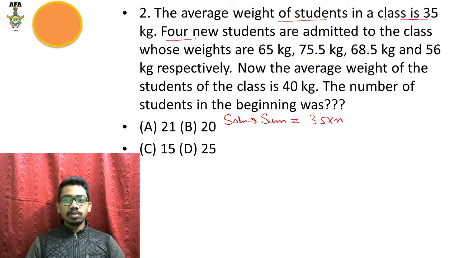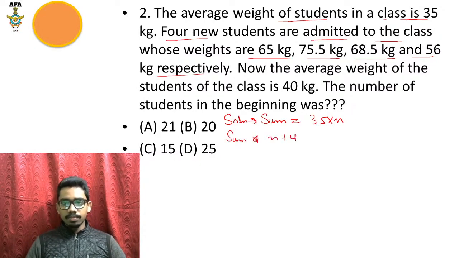Now four new students are admitted to the class whose weights are 65 kg, 75.5 kg, 68.5 kg, 56 kg respectively. So four new students are added. Then I will find the sum of n plus 4 students.